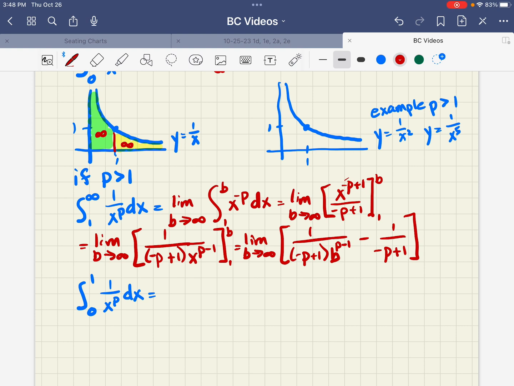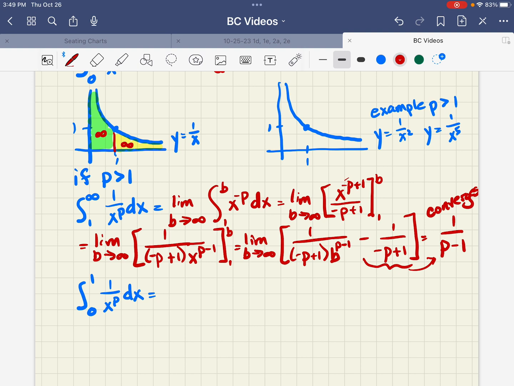So the first fraction is going to go to 0, and so we'll just be left with that second one, which is minus, so let's see, probably the easiest way to write that is 1 over p minus 1. So I'm just rewriting this. There. Okay, so this goes to a value. And depending on p, that'll be a different value, but what we've just found is that this converges.